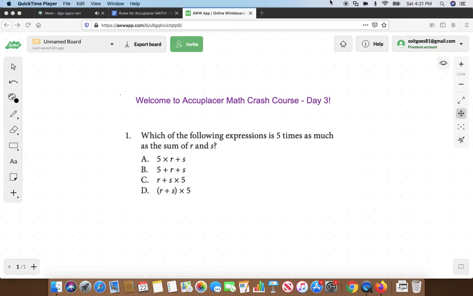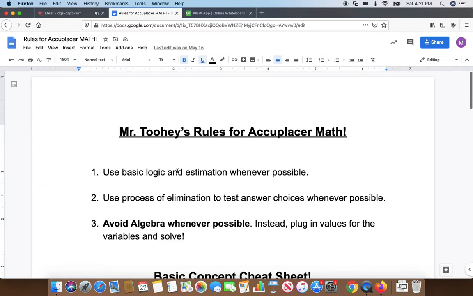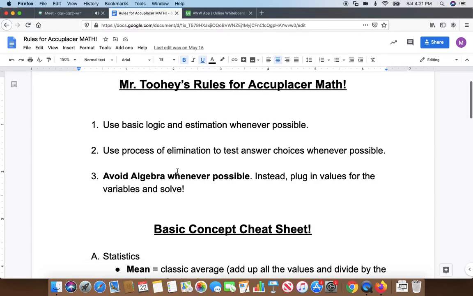All right, and today we're doing things a little bit differently. I know for the first 2 days of the course we started working on rules 1 and 2. Today we're going to go to rule 3 of Accuplacer Math. So actually I'm going to turn to those rules right now. And we've been doing logic and estimation and using process of elimination. But Kiesia, I would love it if you would read for us rule number 3.